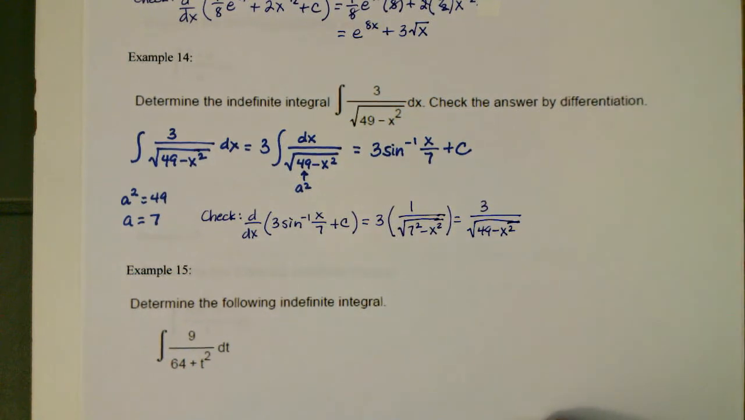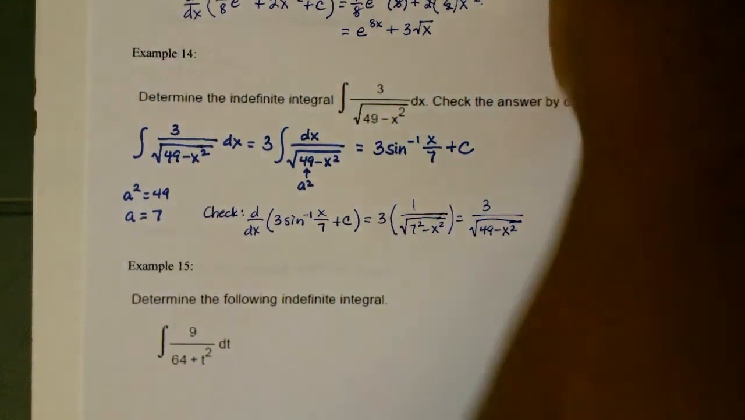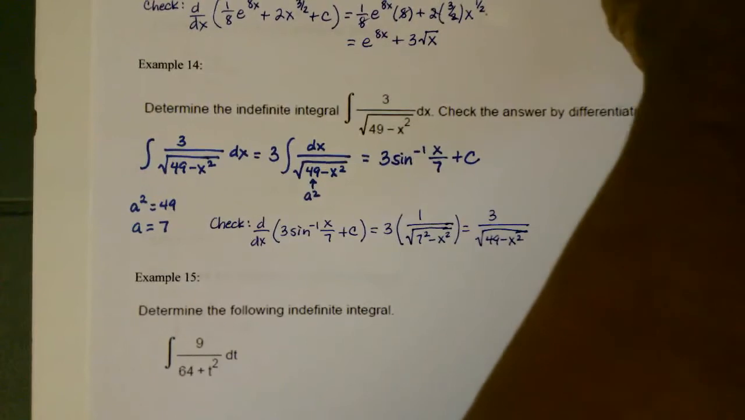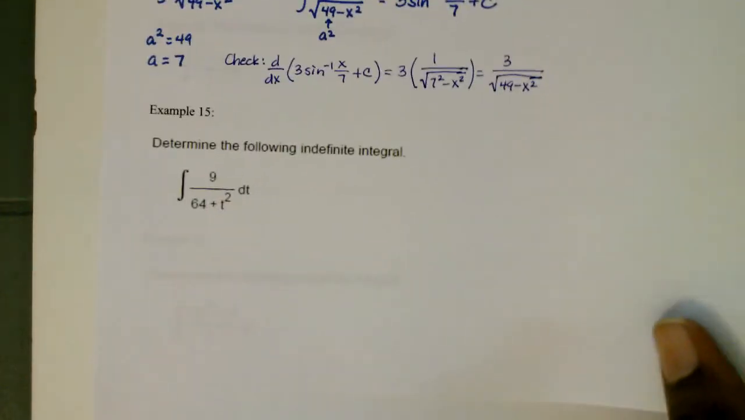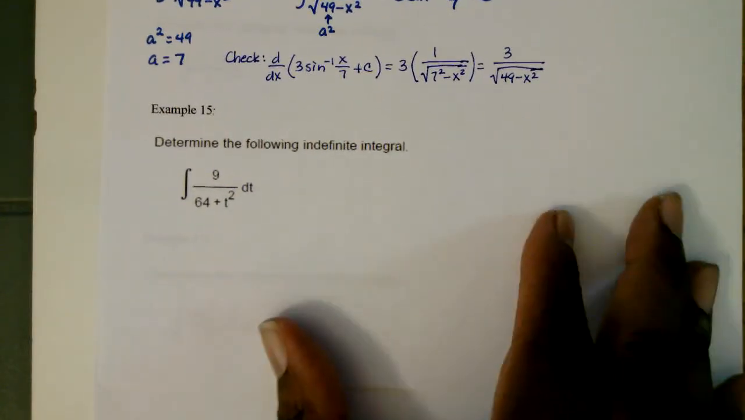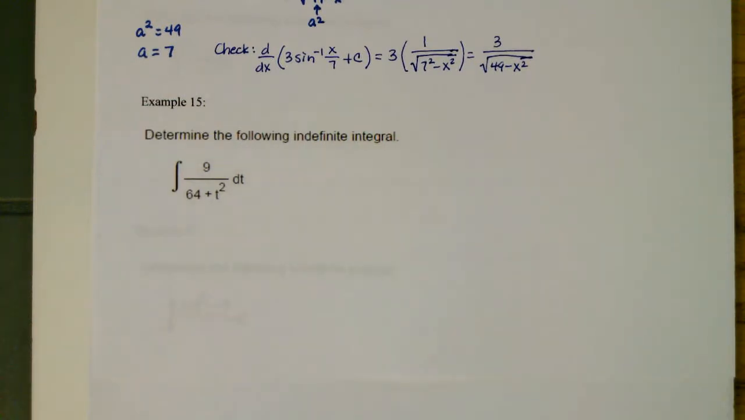Okay, next example, example 15. Let's say I want to determine the following indefinite integral. That's the integral of 9 divided by 64 plus t squared dt.